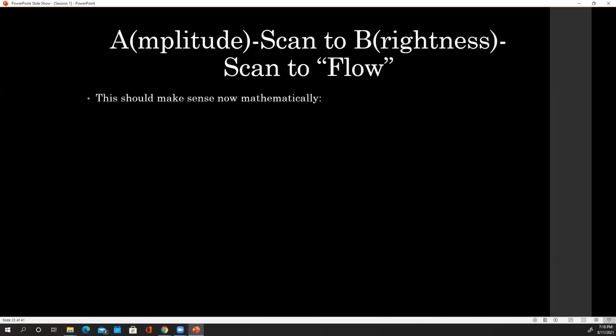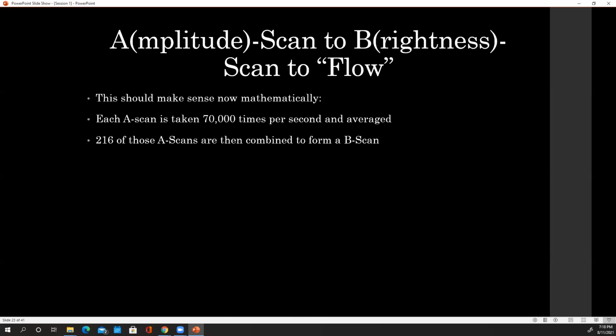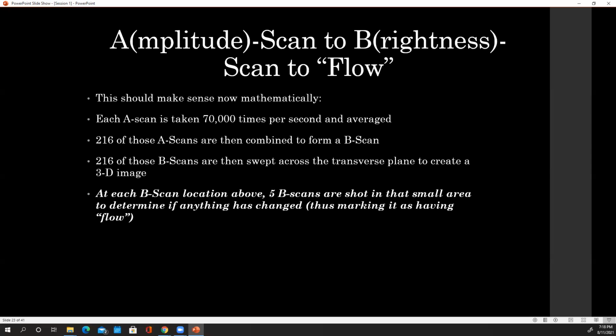So let's go through this because it makes sense now. We'll build it up from where we started. Each A scan was taken 70,000 times per second. 216 of those A scans are then combined to form a B scan. We know what that means now. 216 of those B scans are then swept across the transverse plane to create a 3D image, like we talked about. And then at each B scan location, by the way, 5 B scans are shot in that small area. As we saw, our movie had only 4, but you can understand that it could be 5. So in this case, it was 5. 5 have been shot in that one area at the same time, bang, bang, bang, bang, bang, to determine if anything has changed. If so, they'll mark it as having flow.